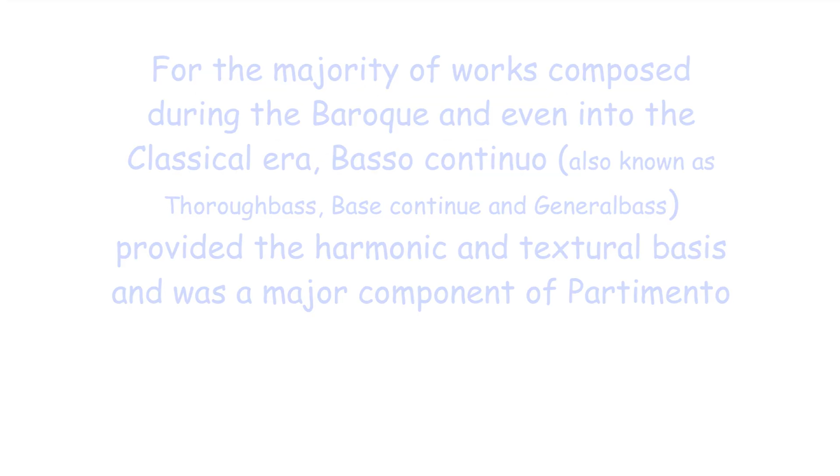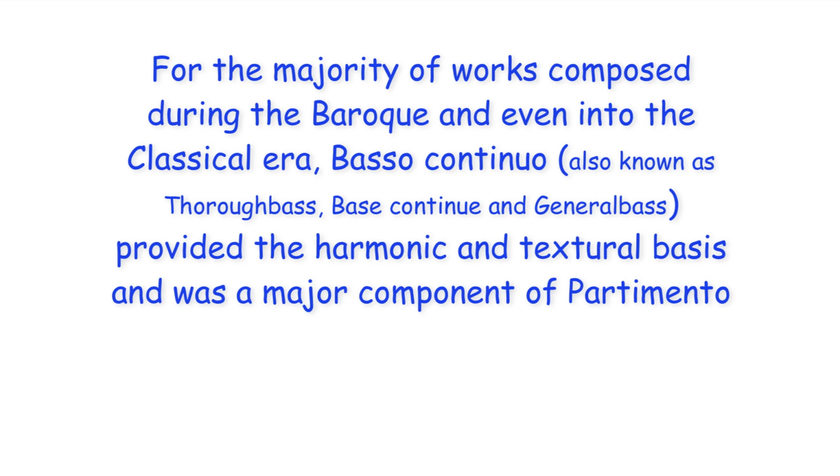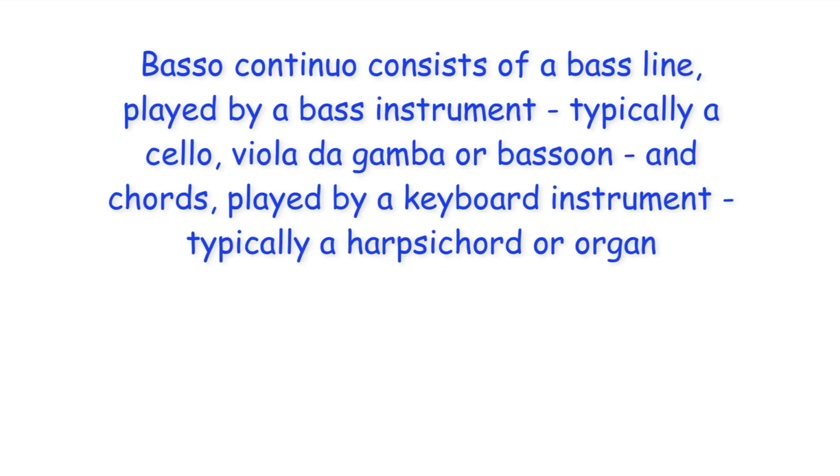Hi everyone. For the majority of works composed during the Baroque and even into the Classical era, Basso Continuo provided the harmonic and textural basis and was a major component of Partimento. Basso Continuo consists of a bass line played by a bass instrument, typically a cello, viola da gamba or bassoon, and chords played by a keyboard instrument, typically a harpsichord or organ.